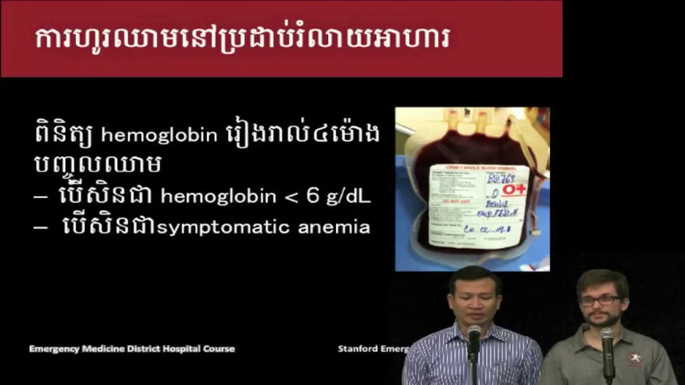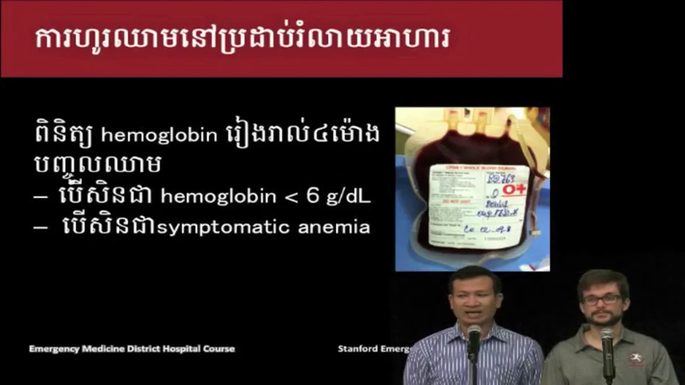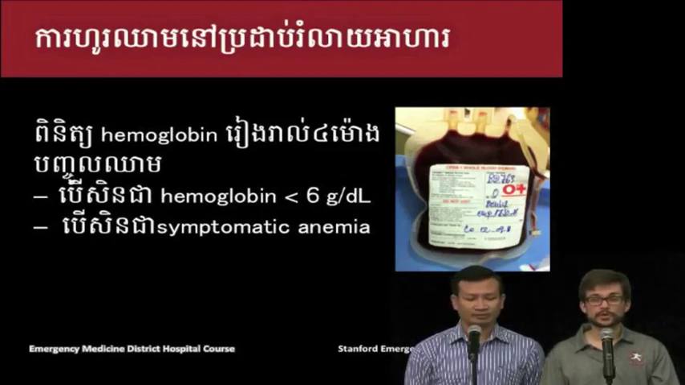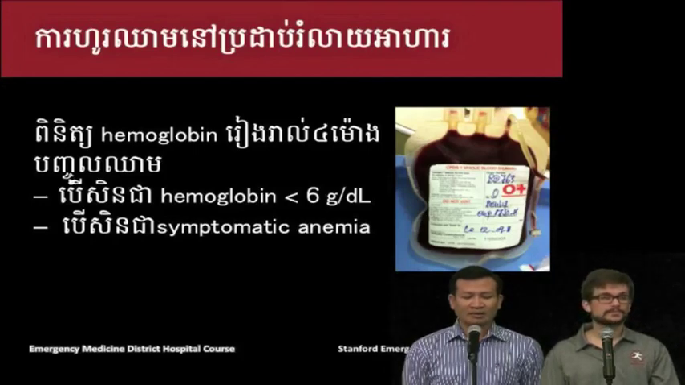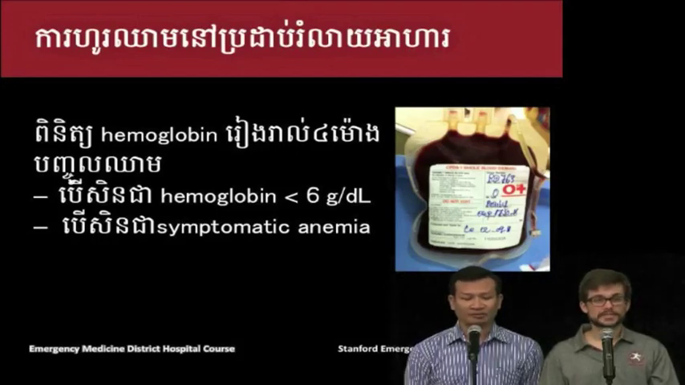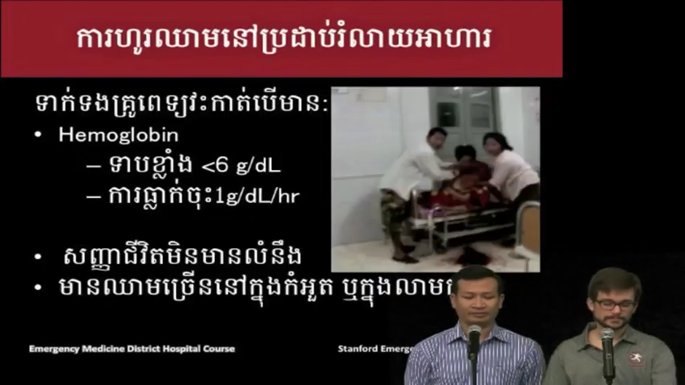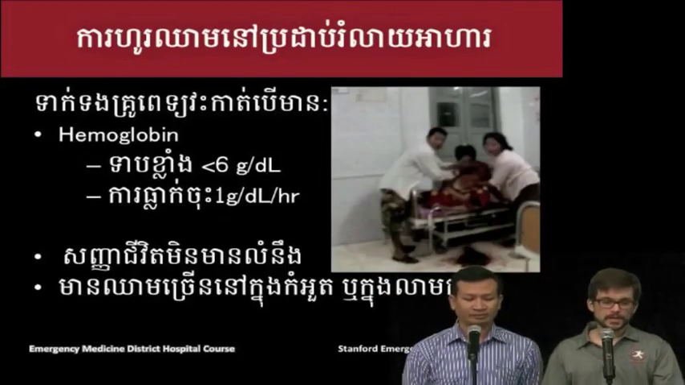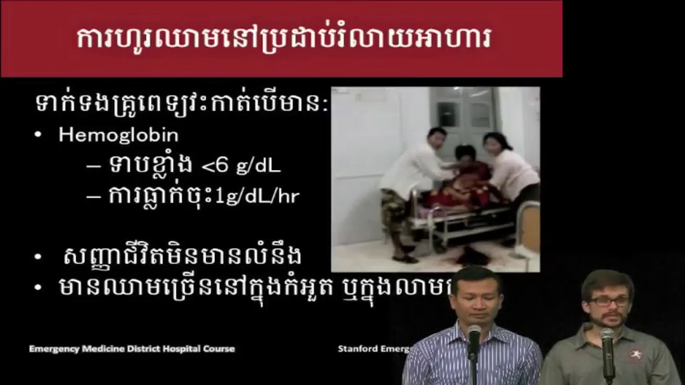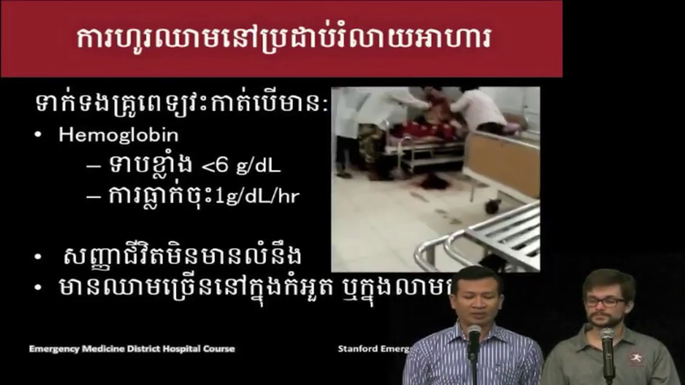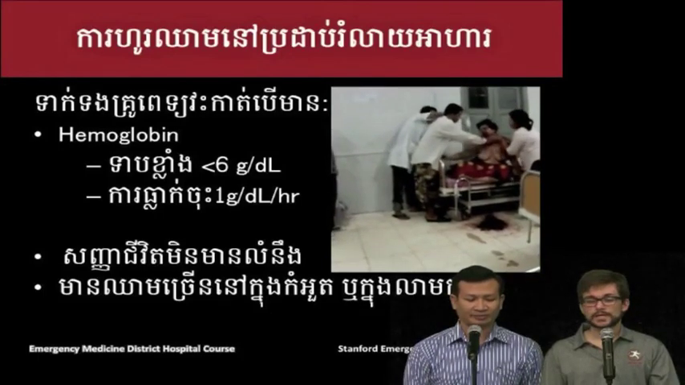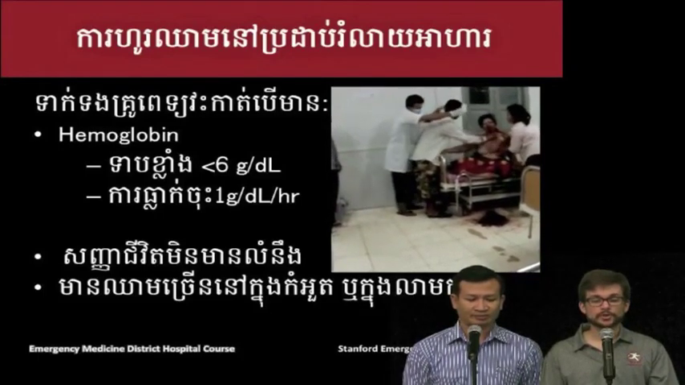Some patients with a low hemoglobin that is more than 6 will, for example, have syncope. Patients with a hemoglobin less than 6 can have symptoms. This is an indication to give them blood. Contact a surgeon if you have a patient with a very low hemoglobin below 6.